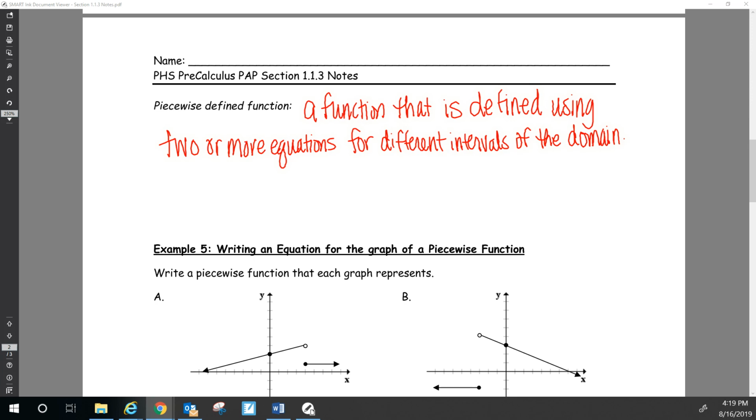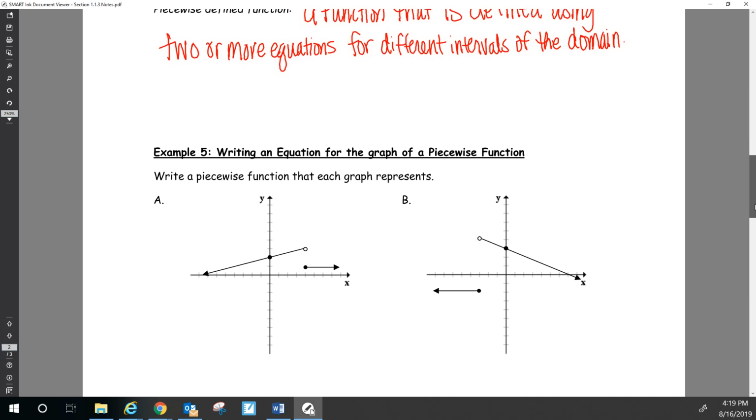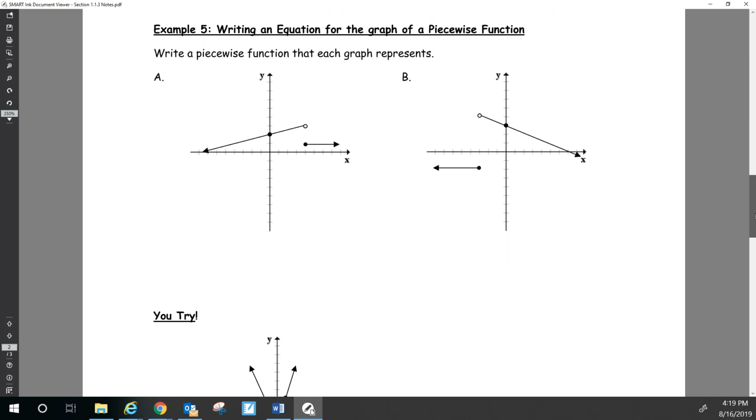All right, I've got two more graphs here for us to write together, and then one more for you to try by yourself. So let's try to write a piecewise defined function that each graph represents. So if we look at A, how many pieces does it look like we have? I see one piece here and one piece here. So my count over here looks like 1, 2, 3, 4. It looks like we split here at 4.